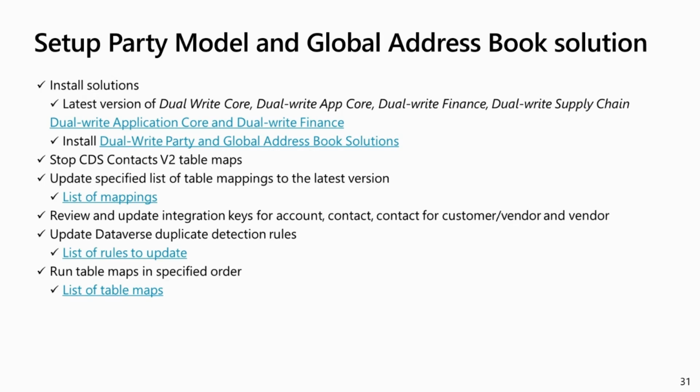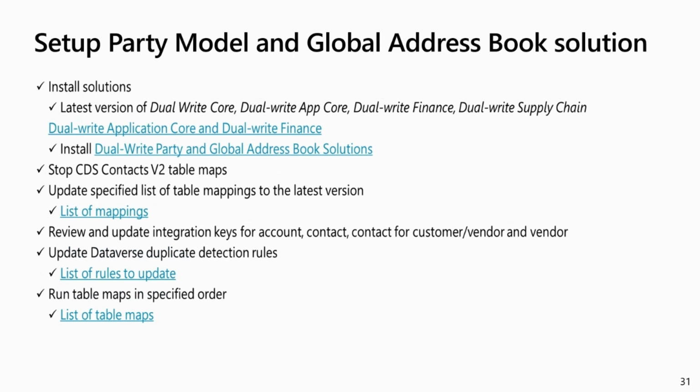So again, you have all these details in the docs link. Now you need to update and expand the duplicate deletion rules for the accounts and contact tables by setting up the specified fields which is mentioned in this doc link. And then last step is to run the table maps in the specified order. Please check this doc link for the order and other details. With this, you have the party and global address setup completed.